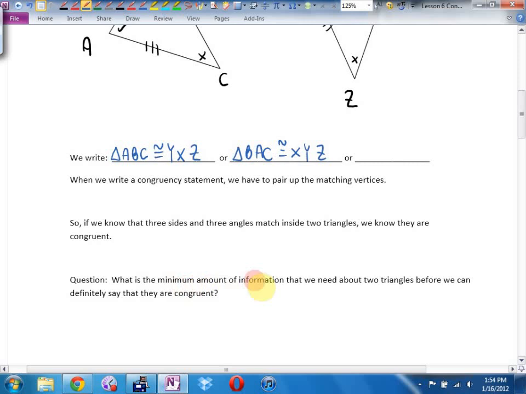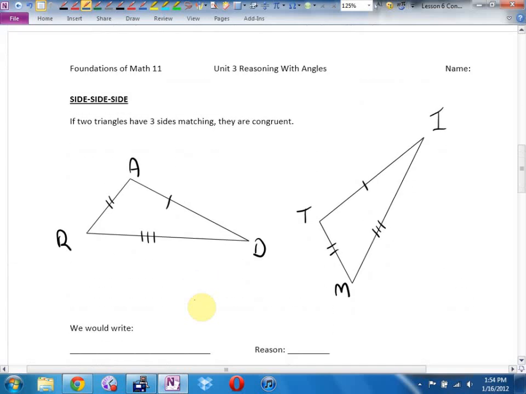And there are three main rules, and they're easy to remember. They are on your formula sheet. The first one, next page. The first one we call side, side, side, except we're not going to write side, side, side. Our abbreviation, write this down next to the title, is going to be SSS. If you have two triangles and all three sides match, single hash mark, double hash mark, triple hash mark, that's enough. You're done. You don't need to tell me that the angles match. I know they match. They are congruent.